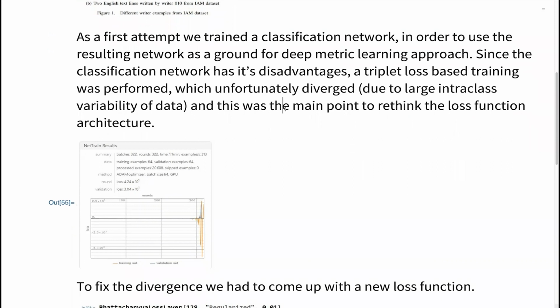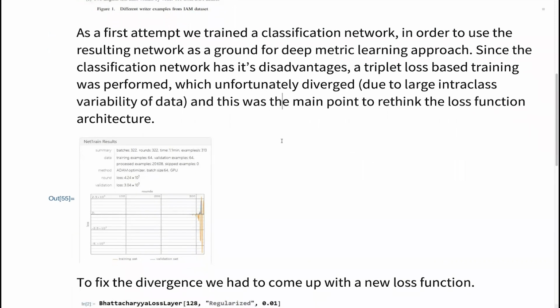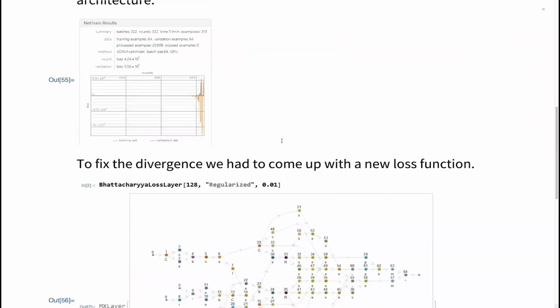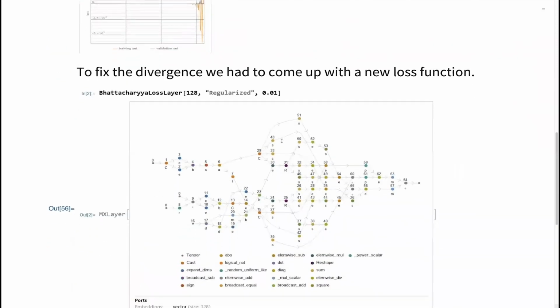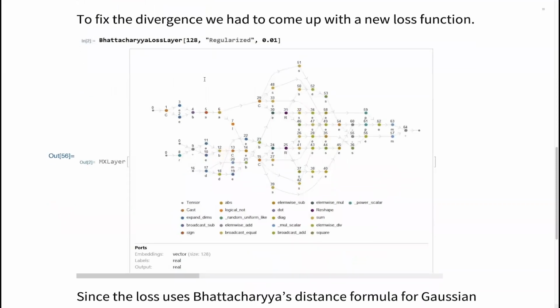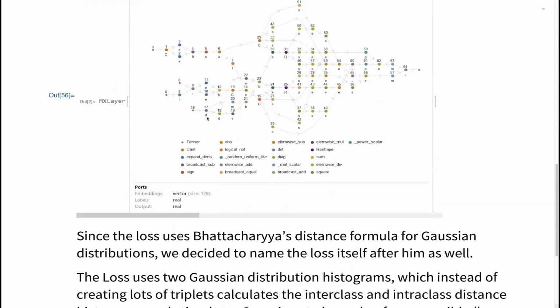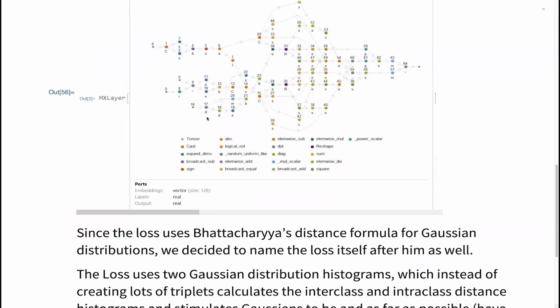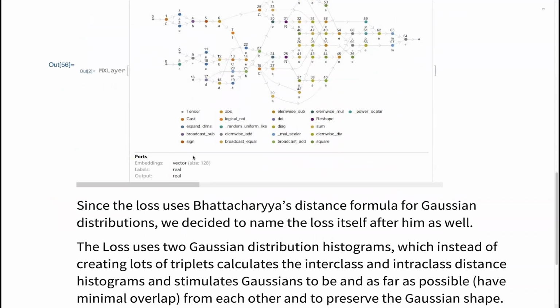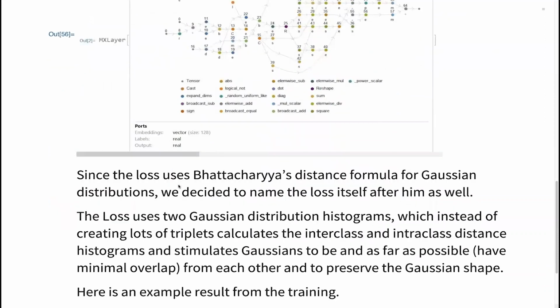And at this point, we had to rethink and figure out what we can do to fix the problem, because the classical, well-known approach didn't seem to work here. That made us use a new loss function, which we call the Bhattacharyya loss function. The reason it's called Bhattacharyya is that it uses the distance formula for Gaussian distributions that Bhattacharyya introduced, and that's why the loss is named after him.